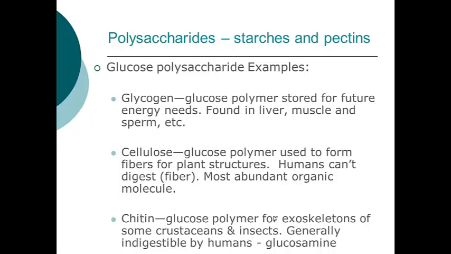Chitin is another kind of polysaccharide. It's a glucose polymer, but it is slightly different in the way it's joined together and serves as an exoskeleton for crustaceans and insects. The shells on shrimp, the shells on lobster have a lot of chitin associated with them, again, as well as hard-shelled insects.